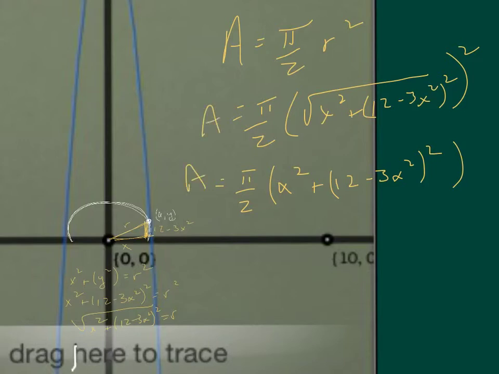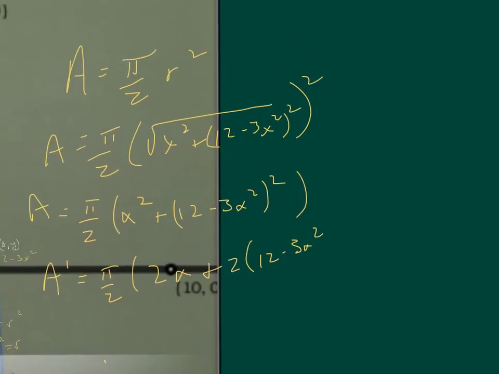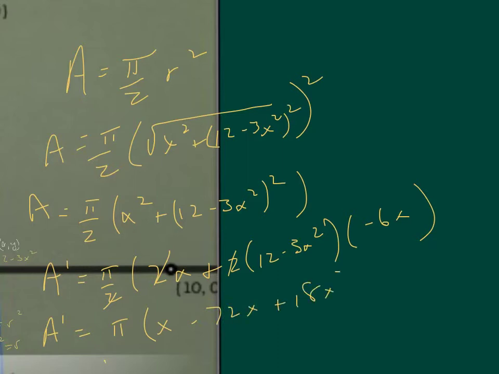Now we want to differentiate. So when we differentiate, we get A prime is equal to pi over 2, and we're going to start differentiating this. We get 2x plus, we're going to use the chain rule, so it's 2 times (12 minus 3x squared) times negative 6x. Good. We can see here that we have a factor of 2 that we can now cancel. So this 2 cancels out with that 2. So we're left with A prime is equal to pi times x, distribute the negative 6x, so we have minus 72x plus 18x to the third. Good.